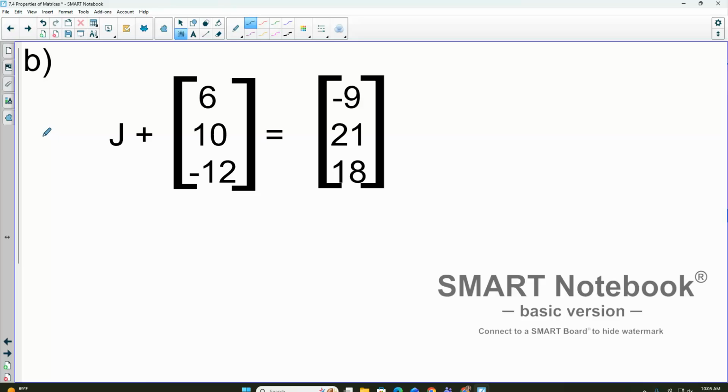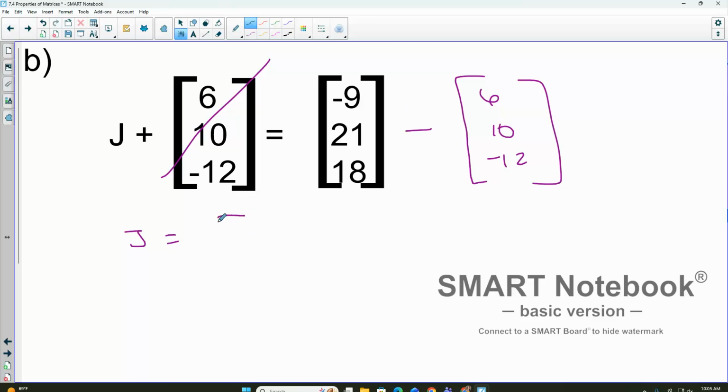Okay. How would I get matrix J? Yep, I'm just going to subtract this one over. So negative 9 minus 6 is negative 15. 21 minus 10 is 11. 18 minus negative, so 18 plus 12 is 30. All right, I want you guys to solve one.